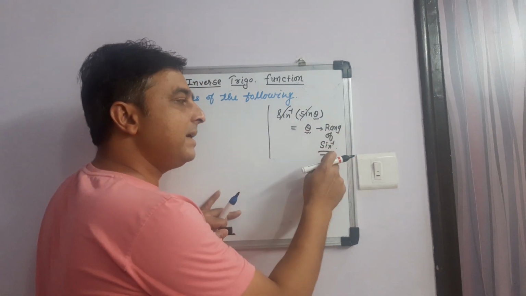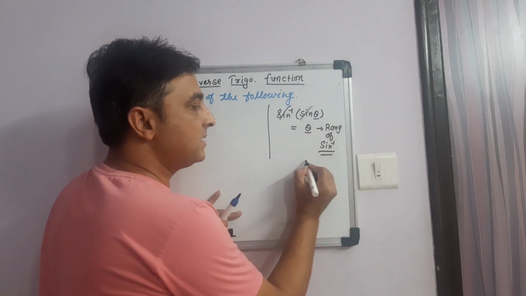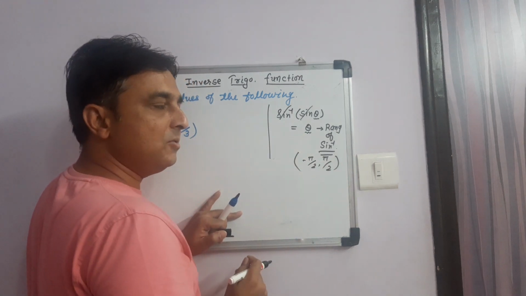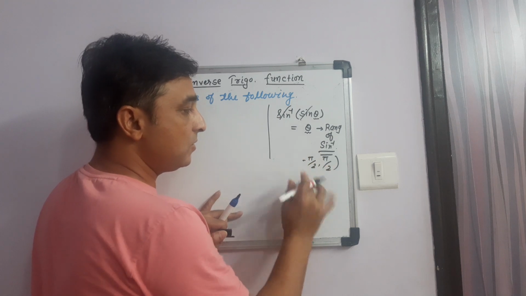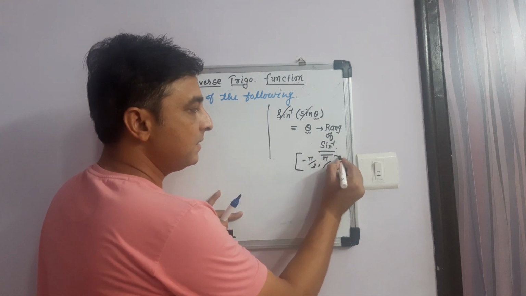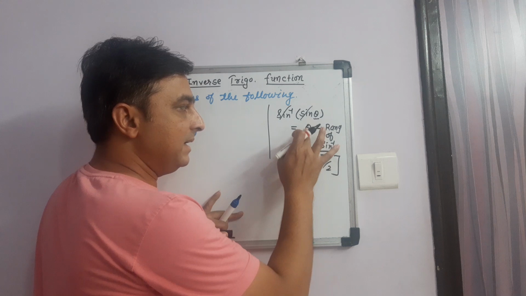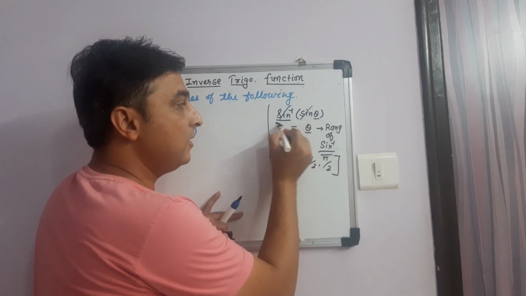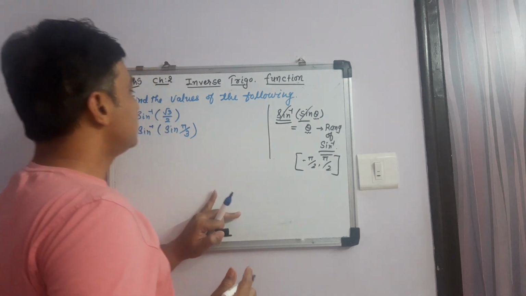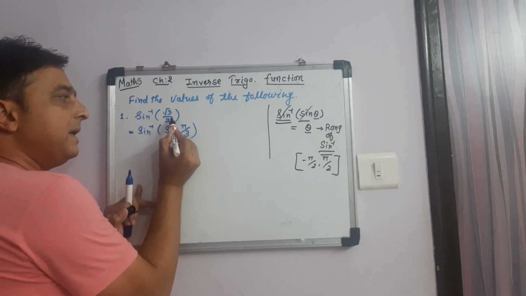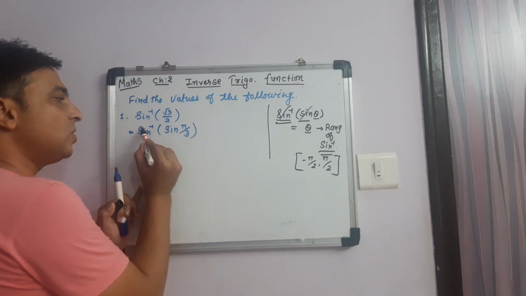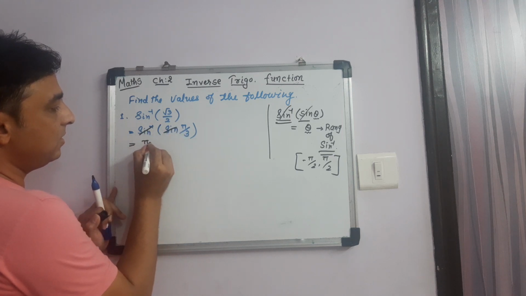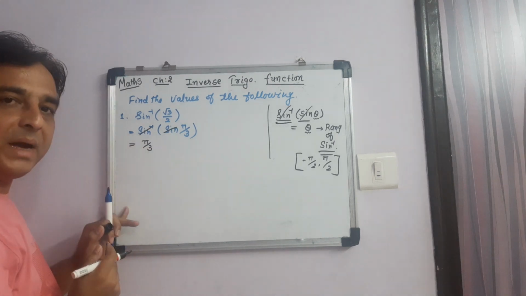Whenever it is not in the range of sine inverse, that means it is not from minus pi by 2 to plus pi by 2, closed interval, then we cannot cancel this one. So, put the value of root 3 by 2 in terms of sine, then sine inverse sine will cancel, and it will be pi by 3.